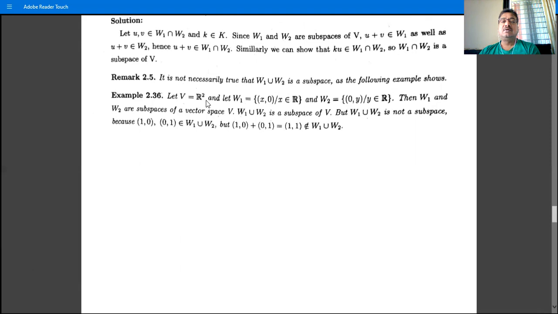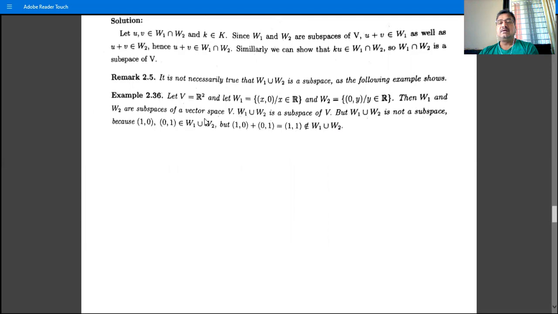So let V be R square, W1 be the set of (x, 0) with x belonging to R, and W2 be the set of (0, y) with y belonging to R. Obviously, these two are subspaces of V equal to R2. Then W1 and W2 are subspaces of vector space V. W1 intersection W2 is a subspace of V, but W1 union W2 is not. What is W1 union W2?